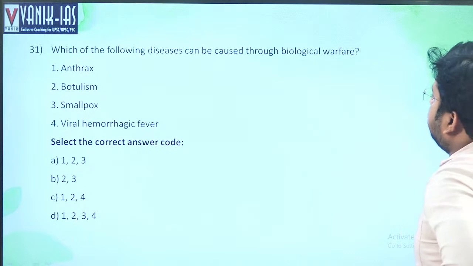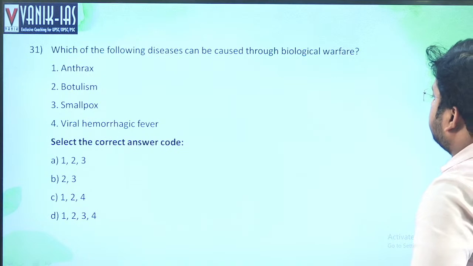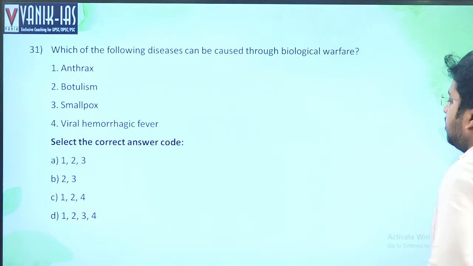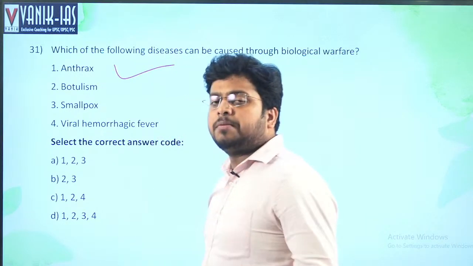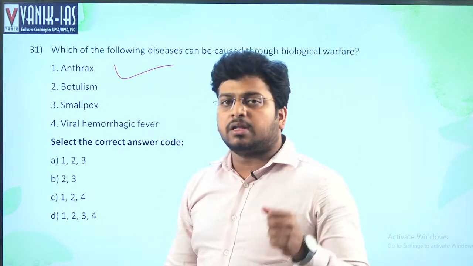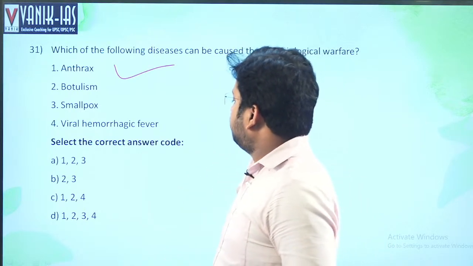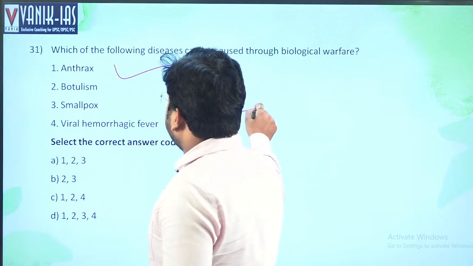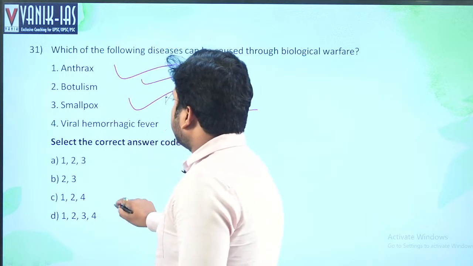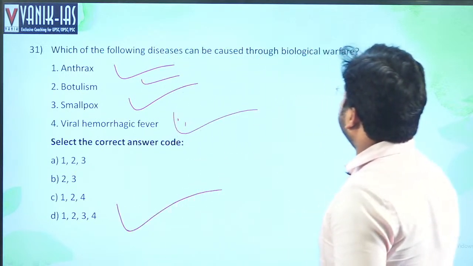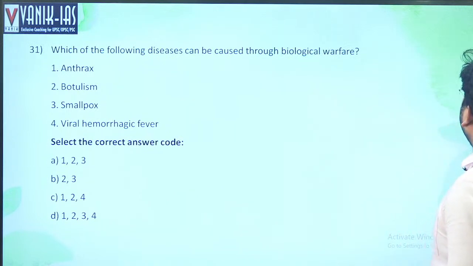Which of the following diseases can be caused through biological warfare? Anthrax can be caused by biological warfare. Warfare means projecting certain viruses or bacteria to another country so that they will be infected. So viral hemorrhagic fever, smallpox, and botulism can also be caused. So all the options are right regarding biological warfare.